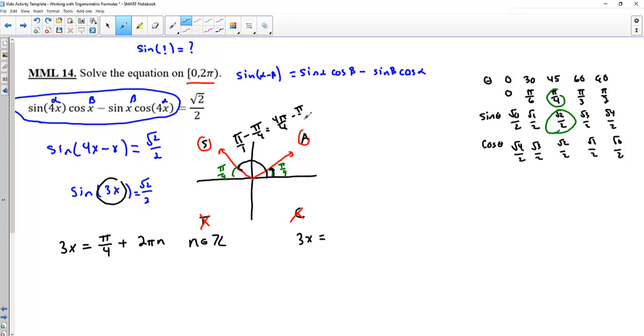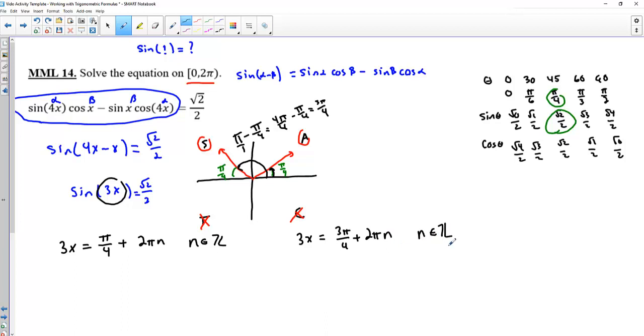And 4 of these take away 1 of these is 3 of these. So you get 3 pi over 4. So my second answer is 3 pi over 4. But again, you can add any integer multiple of 2 pi. So 2 pi n, where n is an integer. So n is an element of the integers.